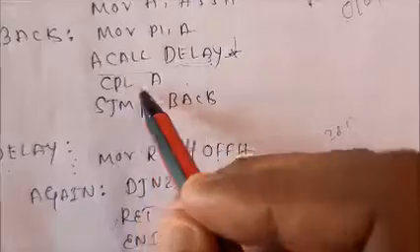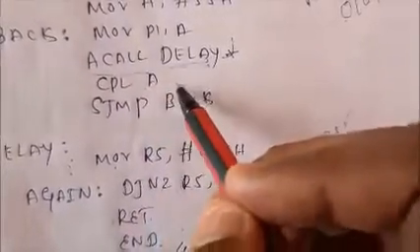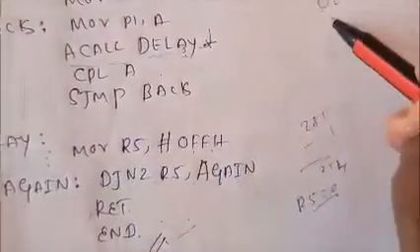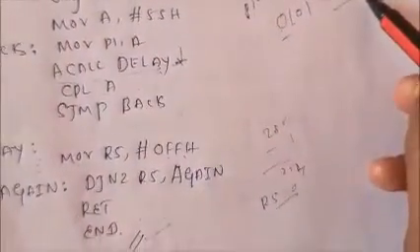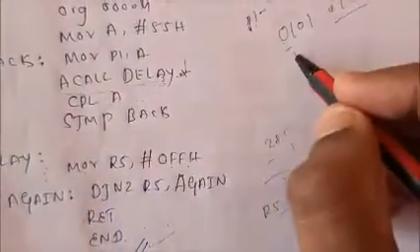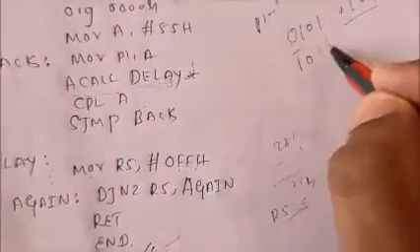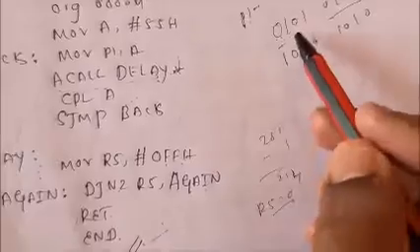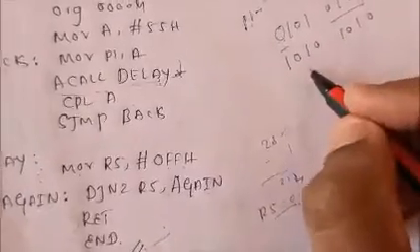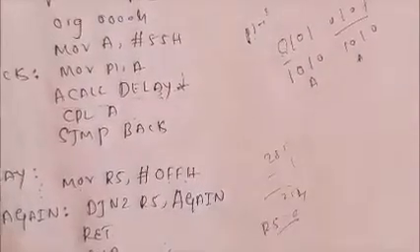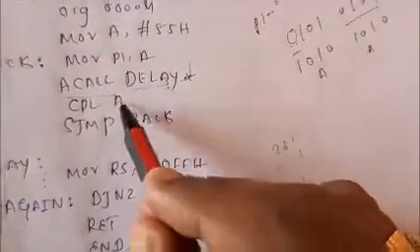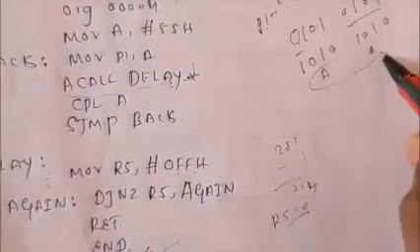CPL. CPL stands for complement of A. Complement the content of A. What is the content of A here? That is 55. So now complement A is nothing but I need to make the bits reverse. That means it becomes 1010. Wherever 0 you have to make it 1. Wherever 1 you have to make it 0. That means here you got this is A. This is A. Clear? So after the complement of the accumulator, it will change to AA.